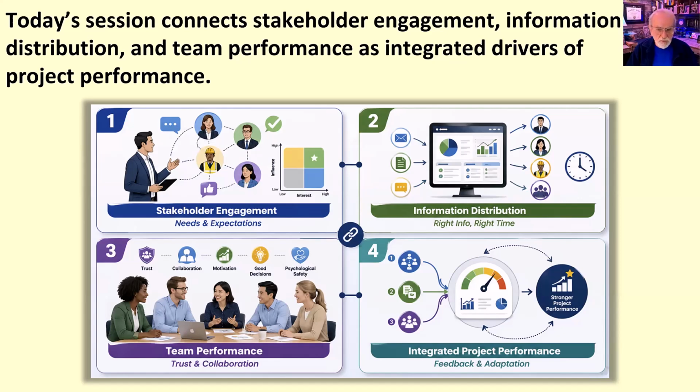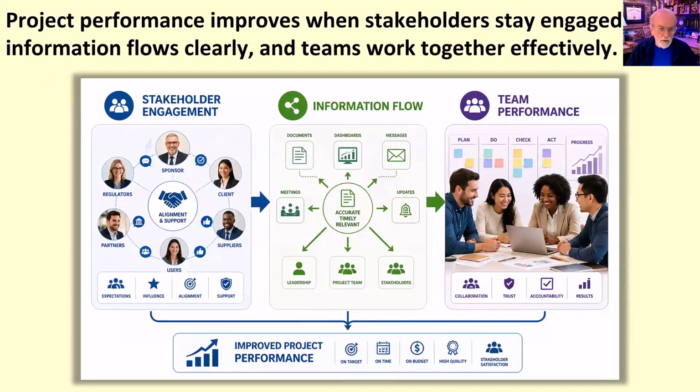And then we'll talk about team performance. And here we'll focus on how trust, motivation, emotional intelligence, collaboration, and decision quality help shape and determine project outcomes. And we'll also explore how team performance can be strengthened through awareness, reflection, and continuous improvement. And then we'll close by bringing everything together into an integrated perspective. And the main takeaway is that these 3 elements of stakeholder engagement, information flow, and team behavior should not be managed as isolated topics, but they work together as part of the overall project management system.